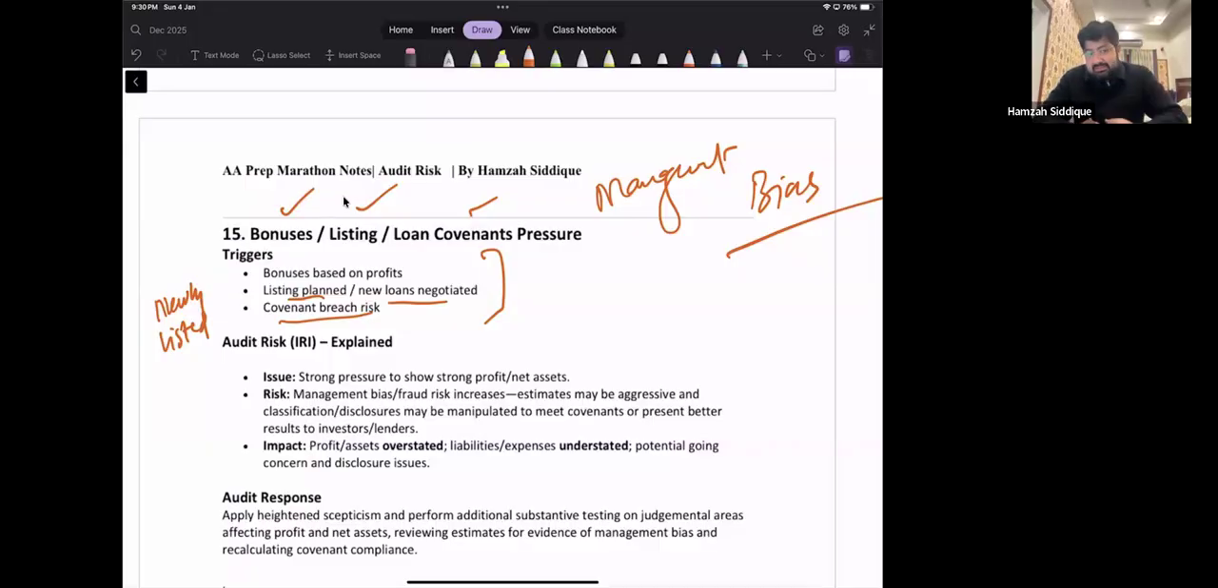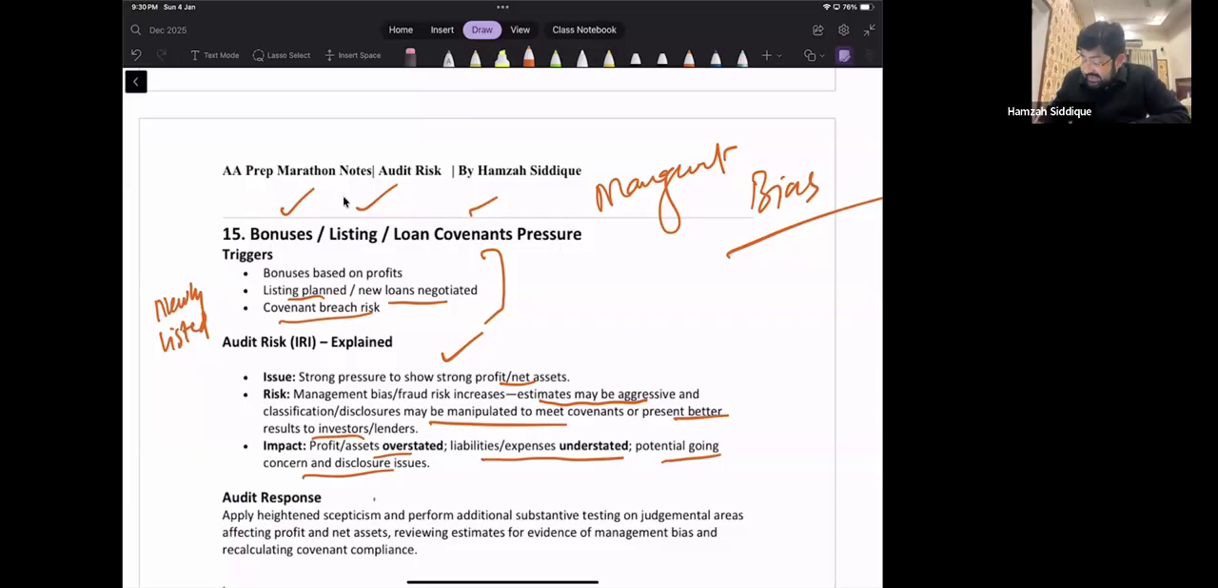That is management bias. So strong pressure, whatever the factor is, you will explain, and strong pressure. Estimations may be aggressive, may be manipulated to present better results to the investor or lender. Hence profits or assets may be overstated, liabilities understated. Going concern and disclosure issues may not be properly given.